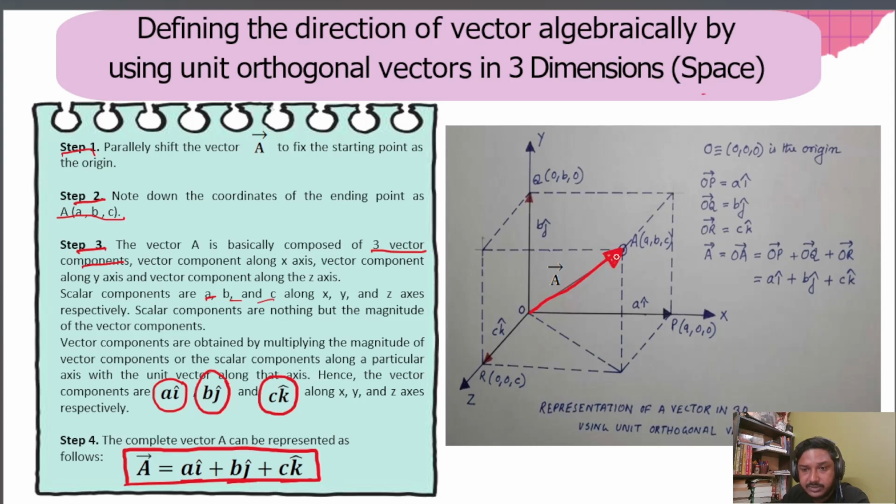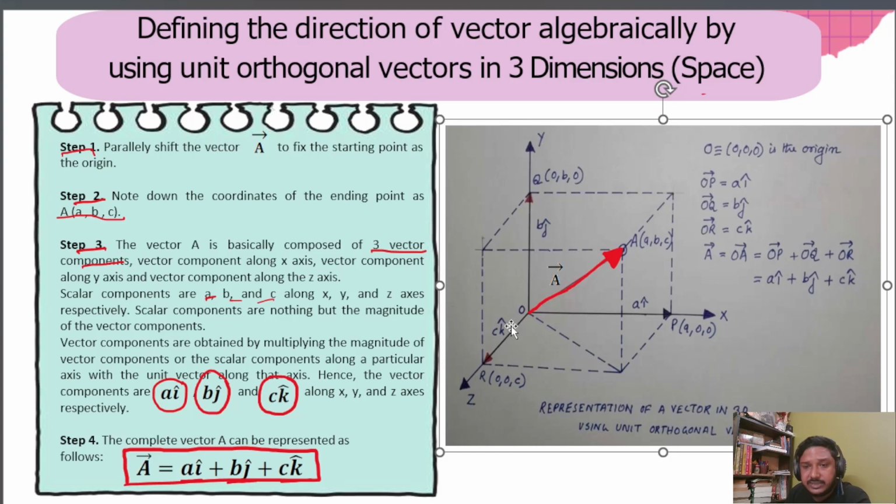So step 1 was that we had to parallelly shift the vector. We have to parallelly shift the vector from any position to such a position that it comes to the origin. So if this was the vector, we just parallelly shift it and put it in such a position that one end starts at the origin.